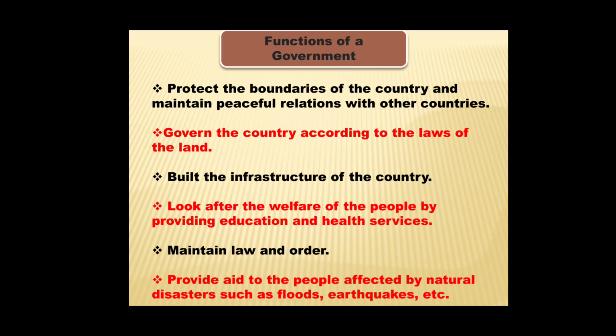Thirdly, build the infrastructure of the country. It is one of the important roles of a government to work for the development of the country, to work for the well-being of the country. So, it is the work of the government to build the infrastructure of the country. Fourthly, look after the welfare of the people by providing education and health service. It is again one of the most important roles of the government to work for the welfare of the people, and they should provide proper education and proper health service to the people living in the country.